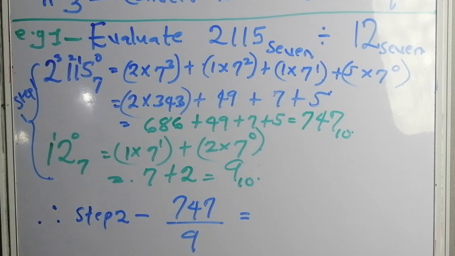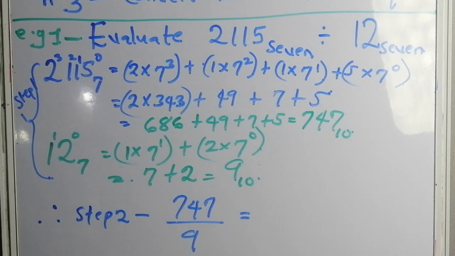Step 1. So now we can look at this very well. 9 times 9 is what? 81. So how many times can we divide?